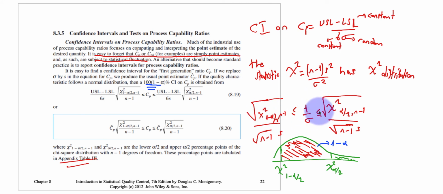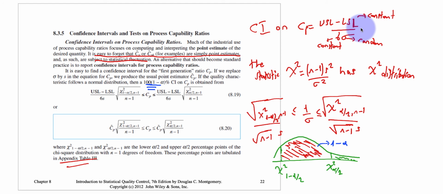On the right-hand side, we have chi-square alpha over 2 with n minus 1 degrees of freedom. On the left side, we have chi-square 1 minus alpha over 2, because we are trying to find that area. That area will be this interval. The probability of that area is 1 minus alpha. And when we make the proper algebraic manipulations, it becomes this.